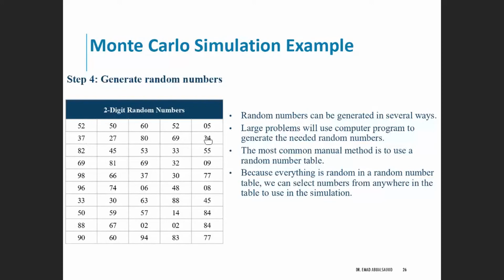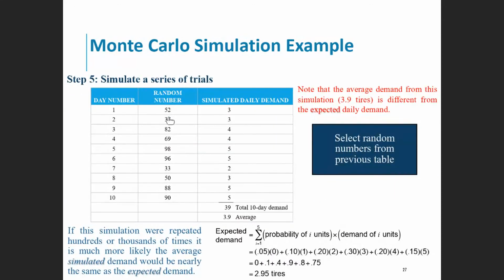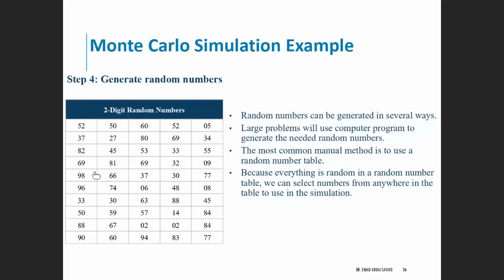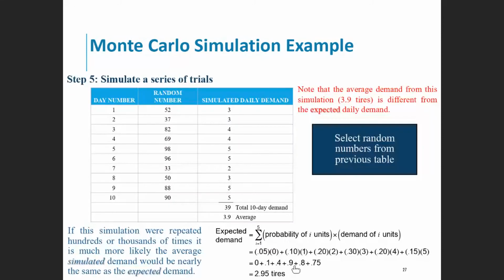As we said, they are anyway random, so there is nothing hurt if you started in this way or this way. So he did it 52, 37, 82, 69. As you can see, they selected this column, 10 numbers from 52 to 90 as a sample simulation for 10 day numbers, and then the simulation will be started. Those are from the previous step. You just add the series of trials in this column.